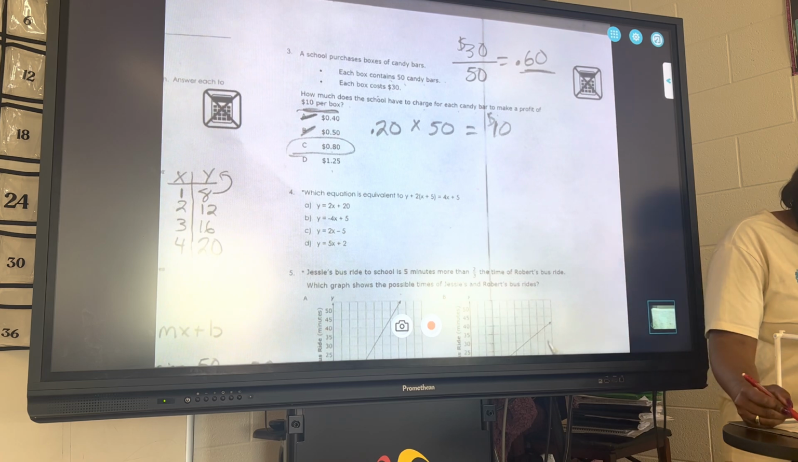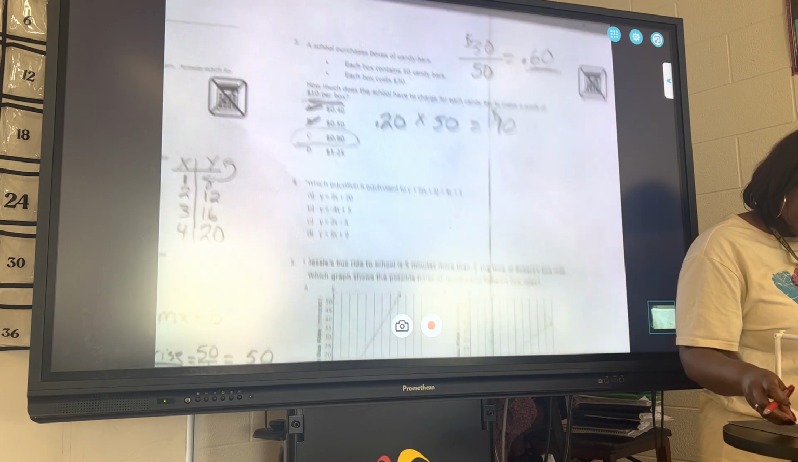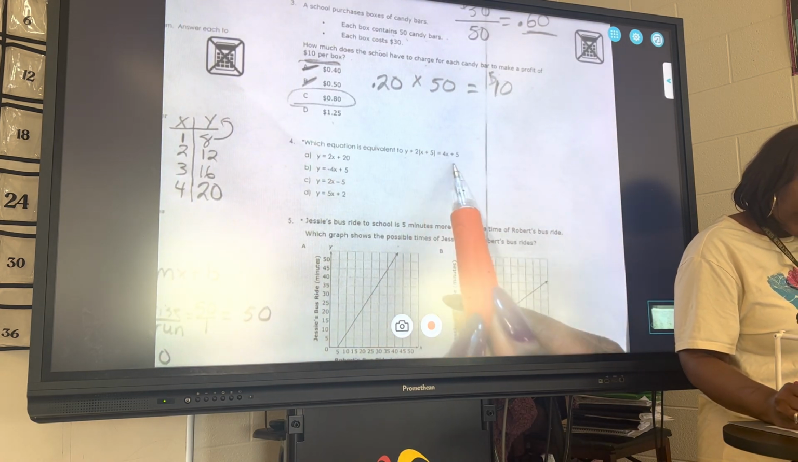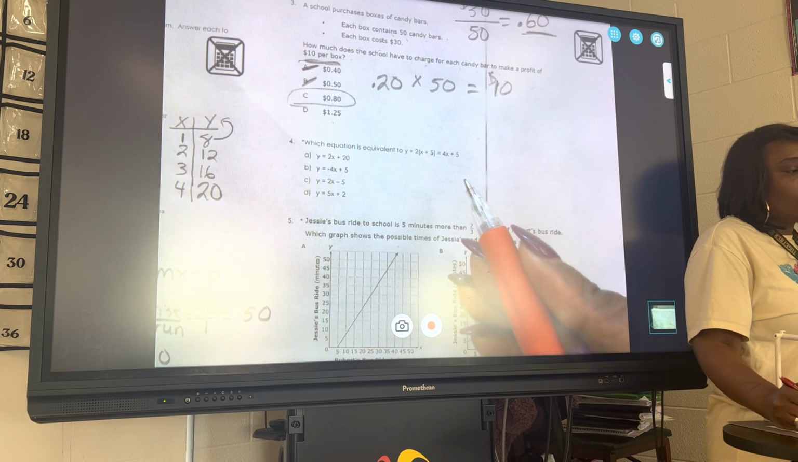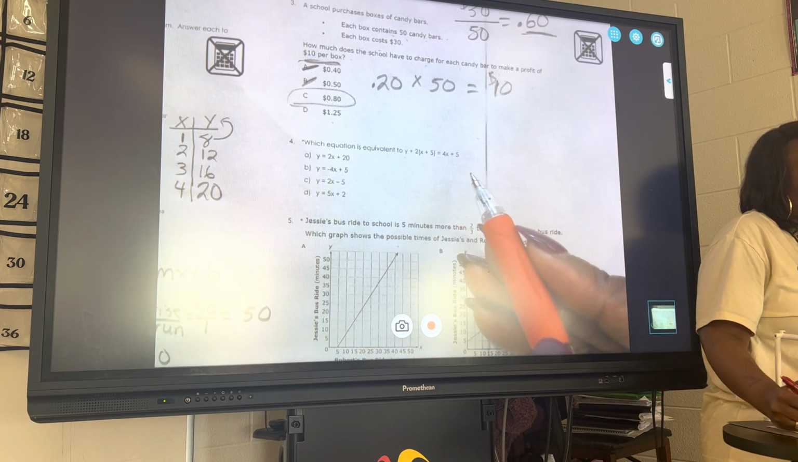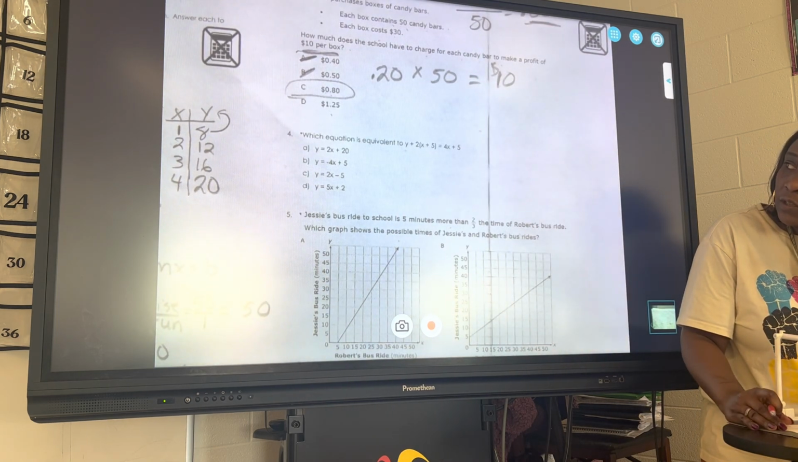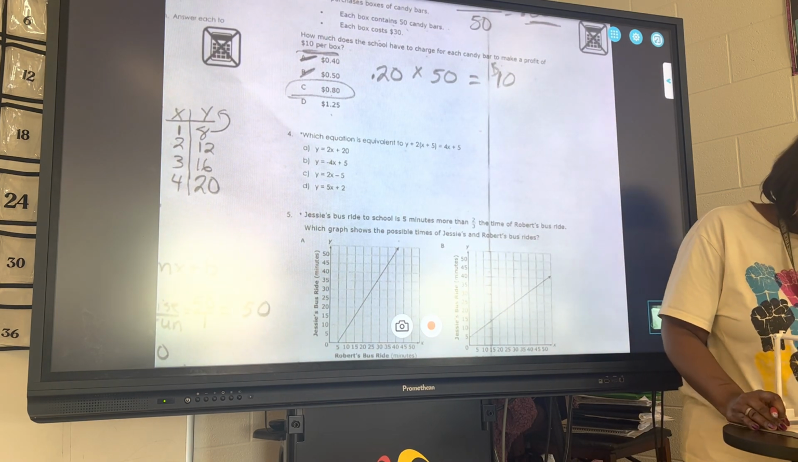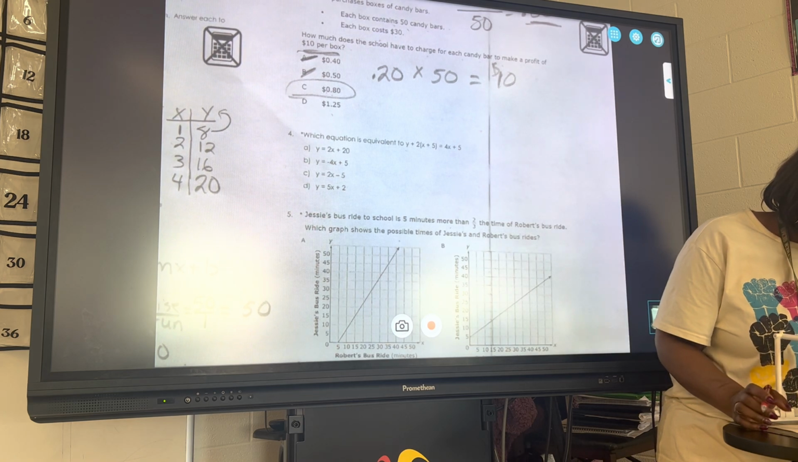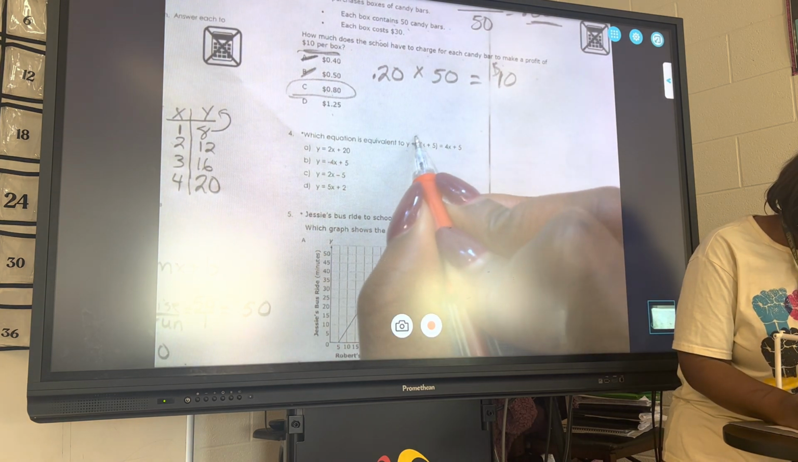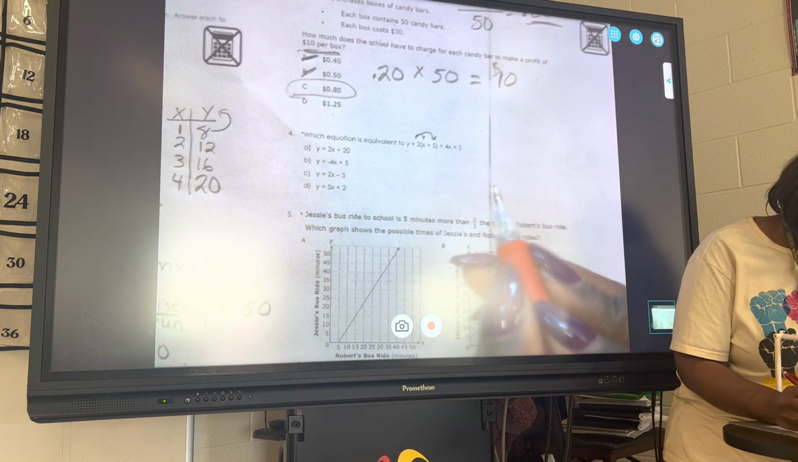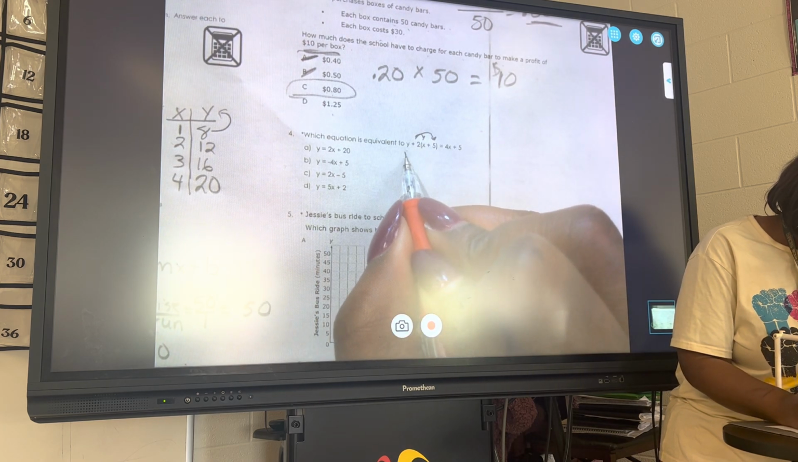Okay, let's do number 4. It says which equation is equivalent. When they say that, it means they want you to simplify it to see which one it's going to be equal to. So let's zoom in just a little bit. Let's simplify. When we simplify, we use distributive property first. Does that make sense? So we have y, bring that down.